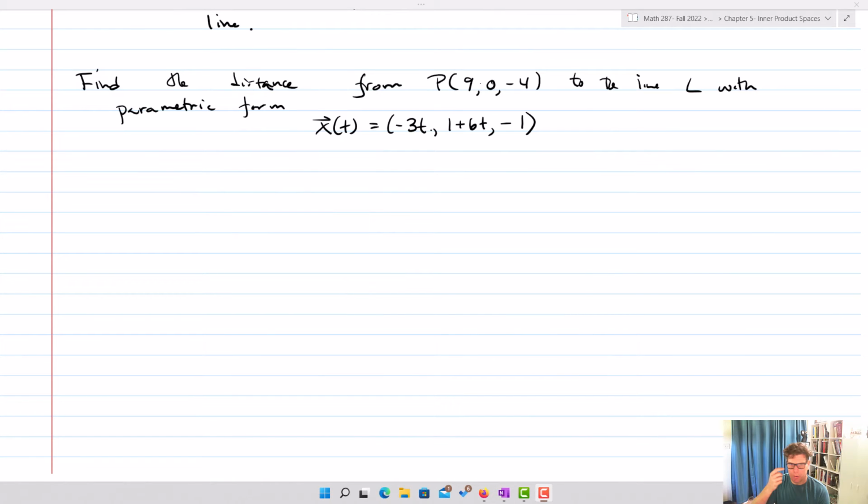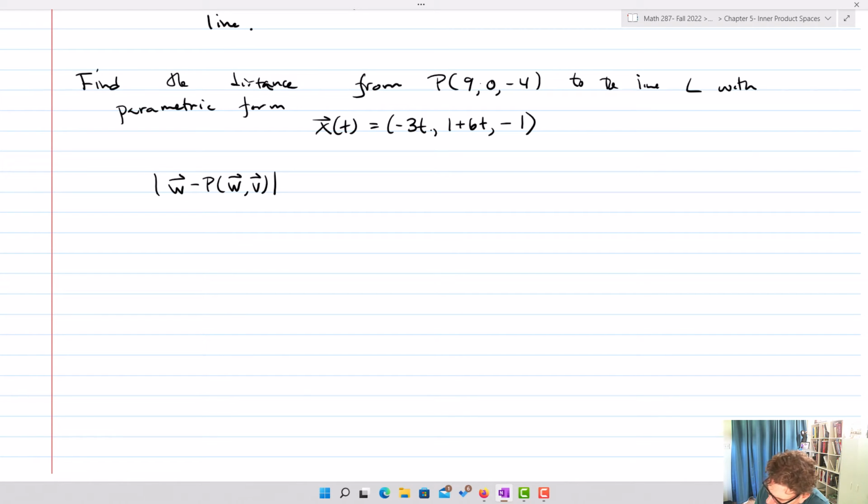Let's take a look at an example. We want to find the distance from P of 9, 0, negative 4 to the line L that has a parametric form of x of t equals negative 3t, 1 plus 6t, negative 1. Remember, what we're eventually going to find is W minus P of WV, and we want its magnitude. So we need to find W and P of WV.